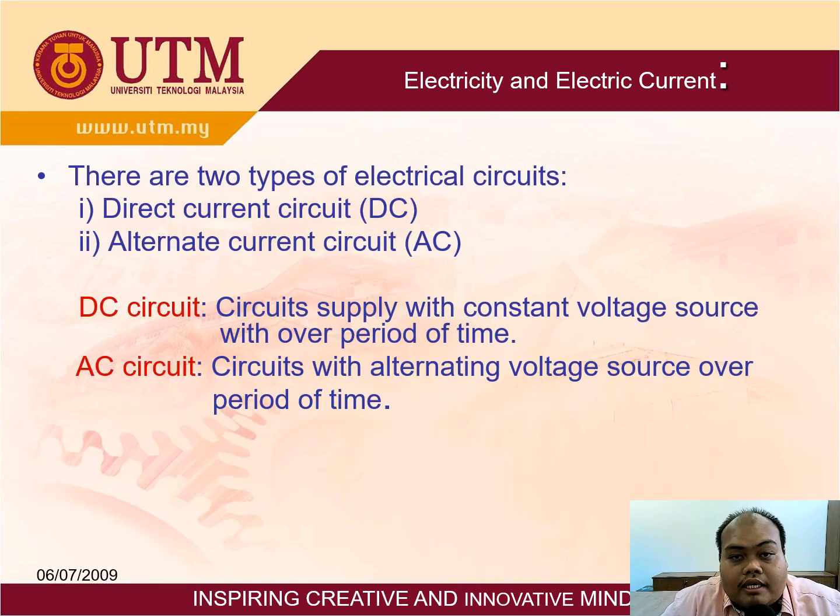Now you know the current. Now we move on to the circuit. There are two types of circuit, either DC or AC circuit. Basically, a DC circuit means that the supply is DC current, and the current flowing through it is DC current. And if it is an AC circuit, the current flowing through the circuit is AC current.